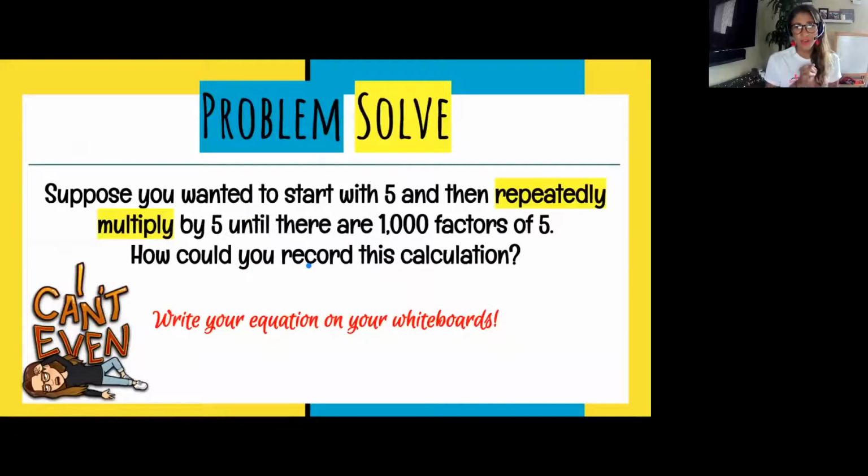So let's try this problem out in your notebook, and it might be a challenge for you. Suppose you wanted to start with 5, the number 5, and then repeatedly multiply by 5 until there are 1,000 factors of 5. How would you record this calculation? How would you write this? I want you to start writing this in your notebook now. You are starting with 5, and then you're going to keep multiplying times 5, times 5, times 5 until you have 5 written as a factor 1,000 times.